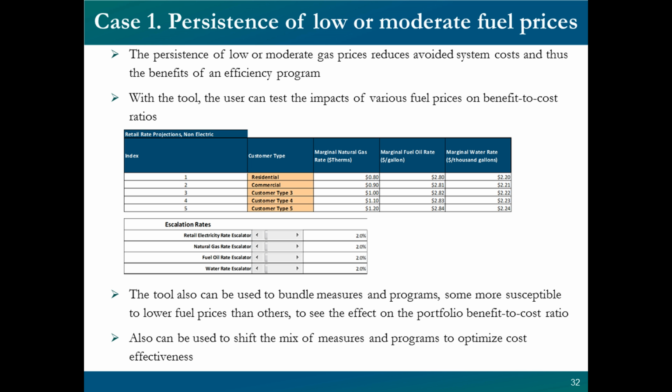So the next few slides just go through the demonstration of each of these use cases. The first case we talked about was persistence of low or moderate fuel prices. And the screenshots here show where a user would enter the relevant information. So this is again the retail rate projections, and low gas prices could be entered in the marginal natural gas rate. And then the corresponding escalator for natural gas could be set to be really low, and that would create the scenario of persistence of low or moderate fuel prices.